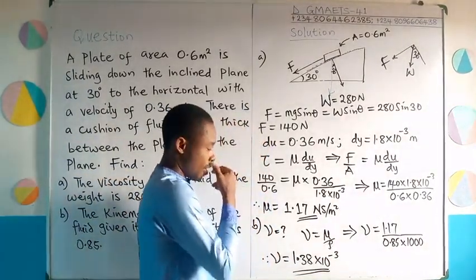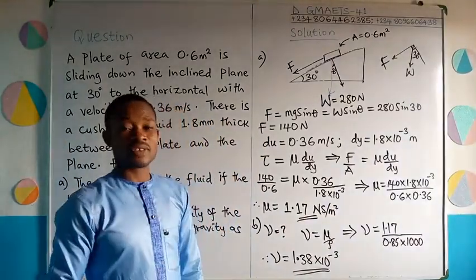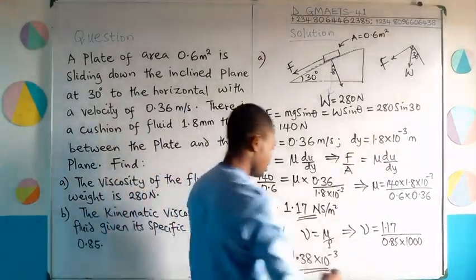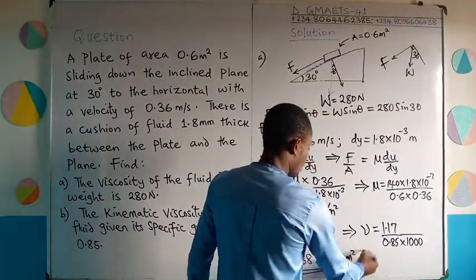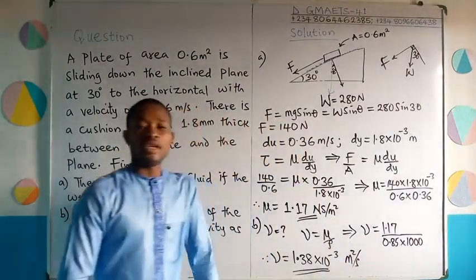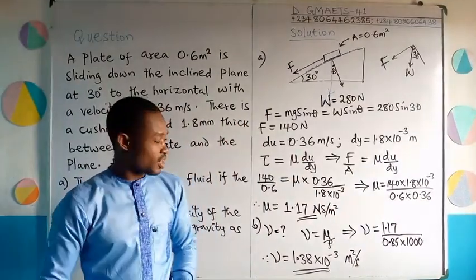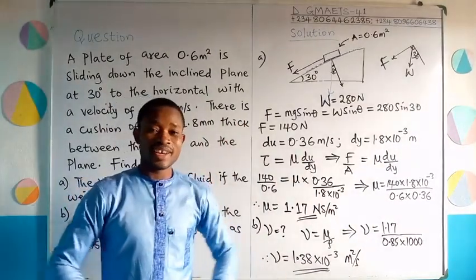So we are done with this. The units of kinematic viscosity. What's the unit? Let's see. Meters squared per second. That's the unit of kinematic viscosity. And this is how we analyze this problem.